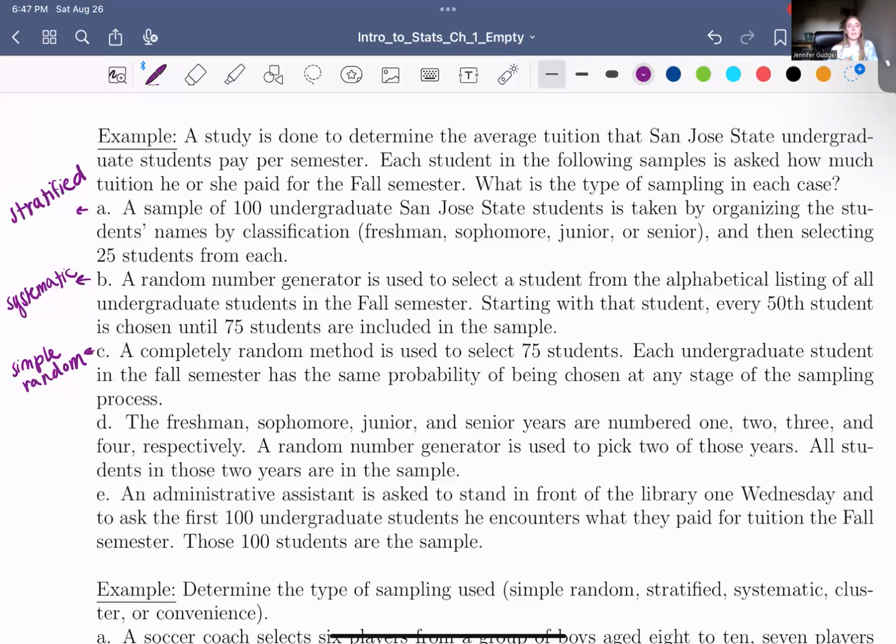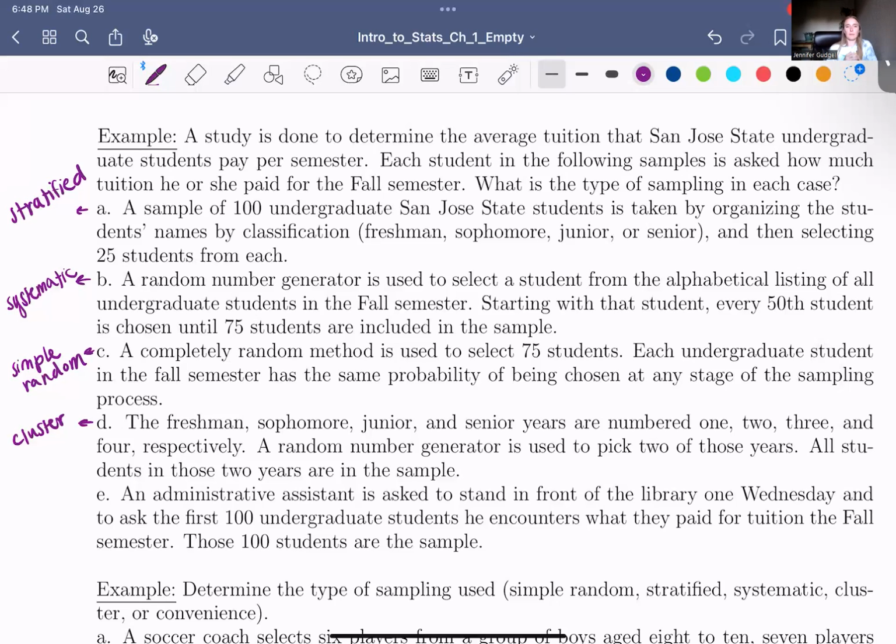Part D, the freshman, sophomore, junior, and senior years are numbered 1, 2, 3, and 4, respectively. A random number generator picks 2 of those years, and all students in those 2 years are in the sample. Again, it begins by talking about those 4 groupings, the classification, then 2 of them are randomly chosen, and all of the students in those 2 are picked. This was our cluster sample.